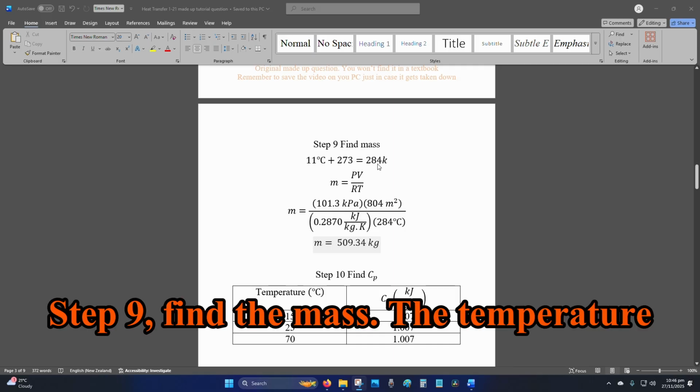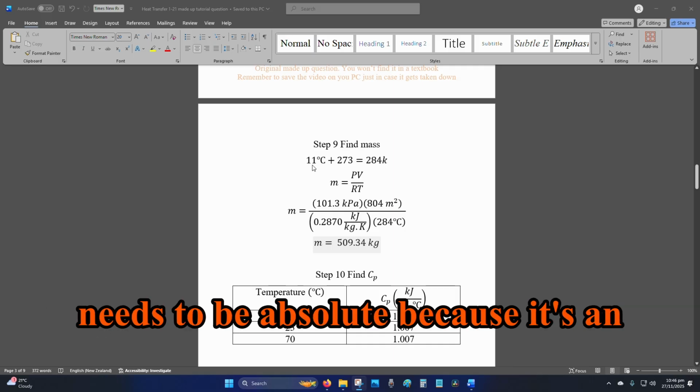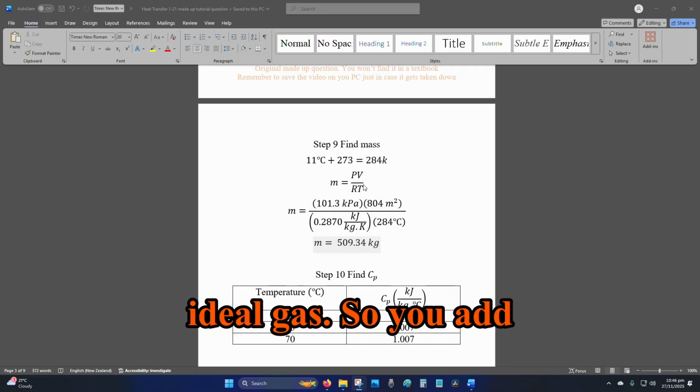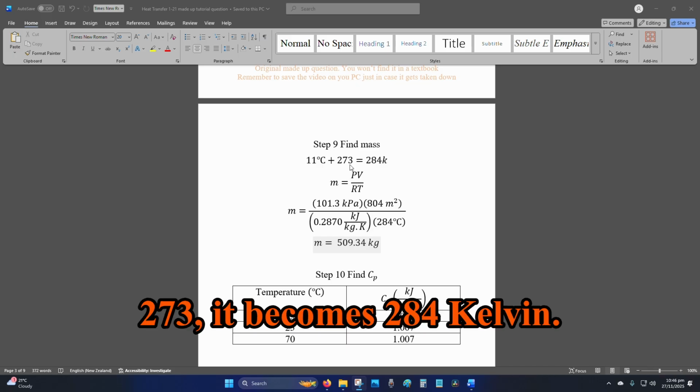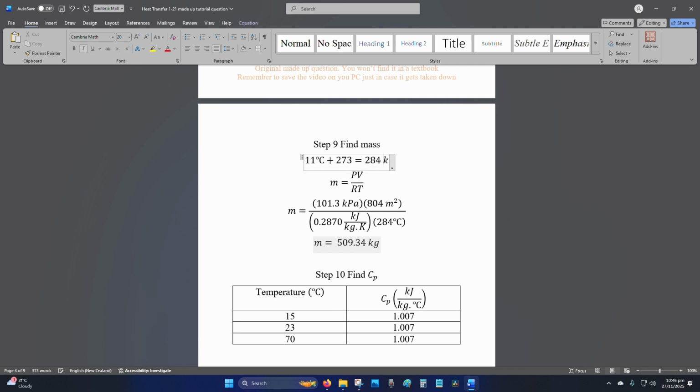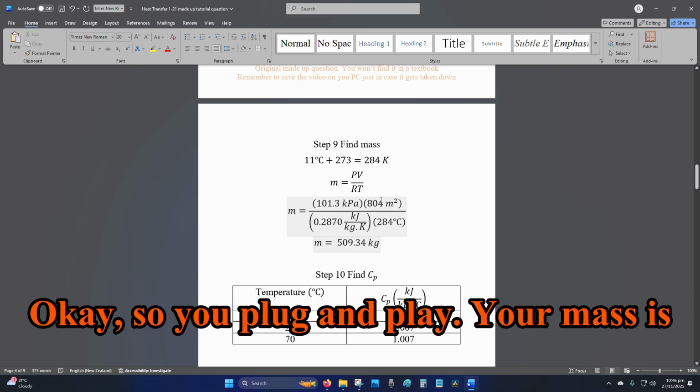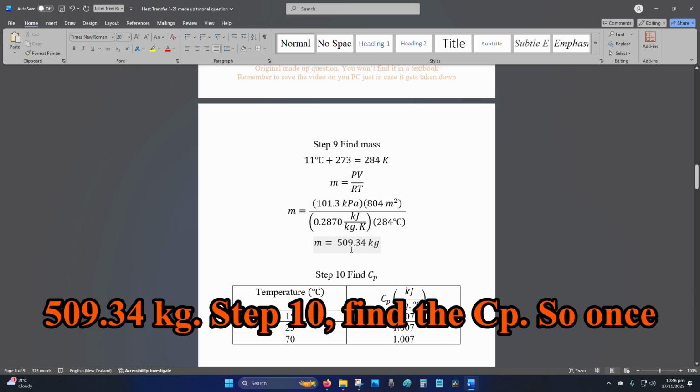Step 9, find the mass. The temperature needs to be absolute because it's an ideal gas. So you add 273, it becomes 284 Kelvin. Okay, so you plug and play. Your mass is 509.34 kilograms.